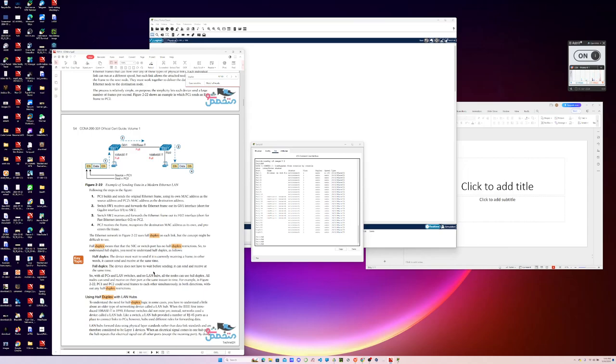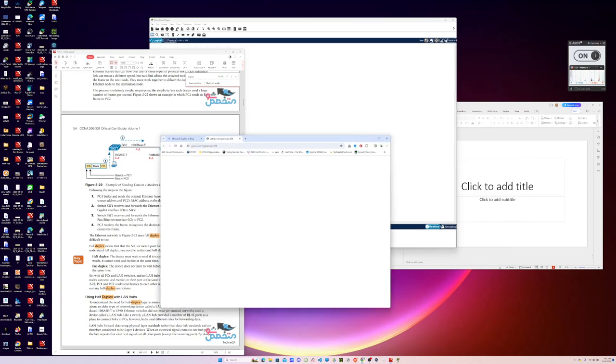So the full duplex, the device does not have to wait before sending. It can send and receive at the same time. Going into, well, let's see if I have internet now.